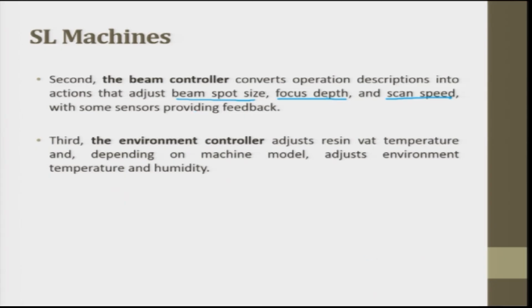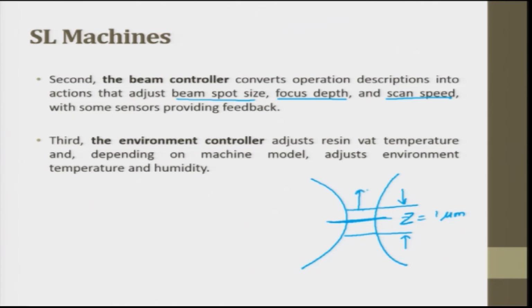Spot diameter, focus depth. See, when you look at a laser, you always have a waist. So, from here to here, this Z will be around 1 micron or something like that. Here will be your focal plane. Wherever you place the focal plane, you can shift it up or down so that within this distance you get the same performance. When you push it up, you get defocusing. When you push it down, you also get defocusing.